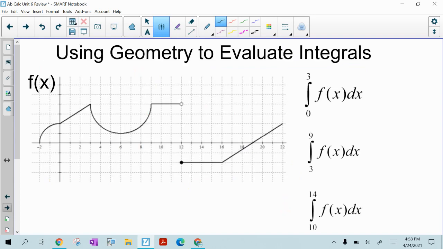All right, next up, we're going to be doing areas. So we're going to use geometry to evaluate the integrals. And again, I realize for some of you, geometry was a long time ago and maybe not your favorite place to live, but we still need to go there on this. So let's see what we can come up with about finding the areas of each of these. Okay. All right, moving on.